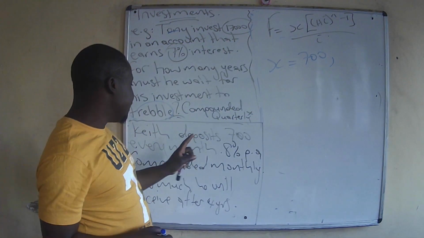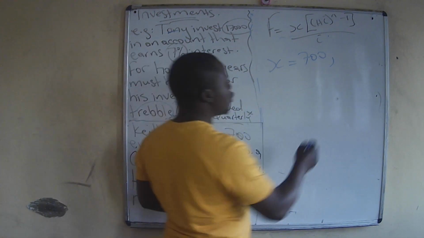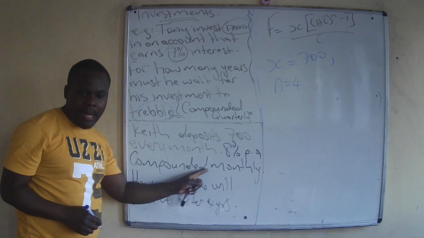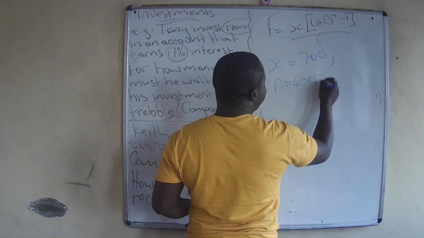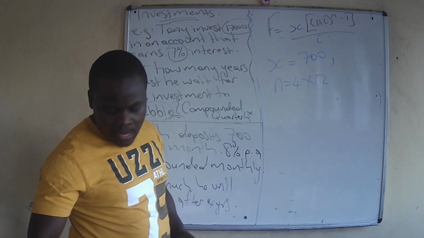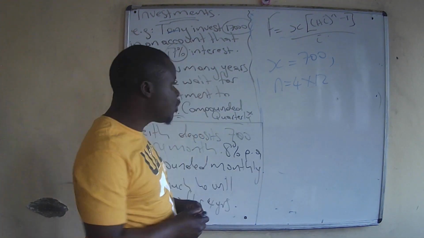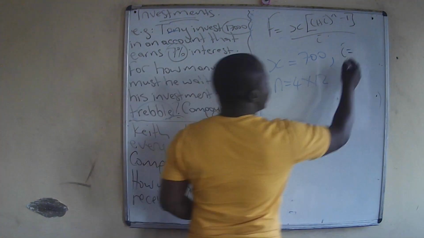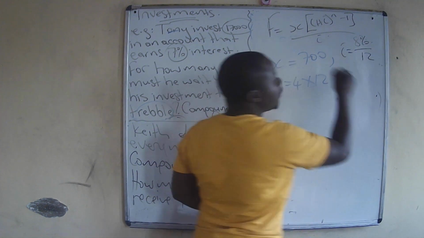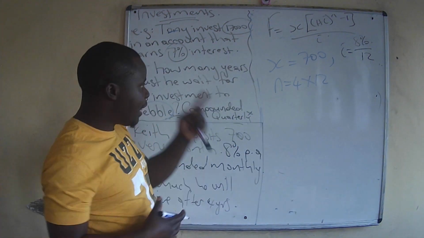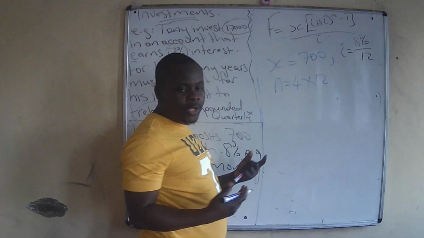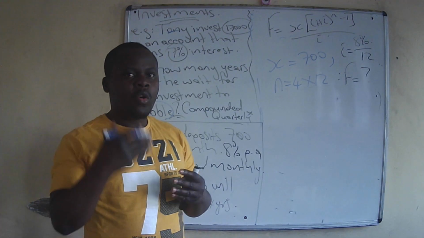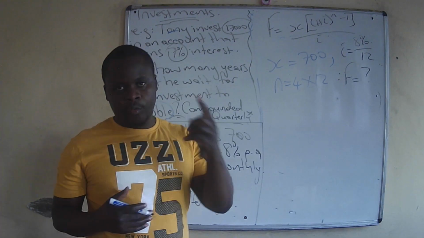Then we want to understand how many years he's going to do this for. He's going to do this for 4 years. But the number of years is being compounded monthly, so we shall multiply by 12. After multiplying by 12, we also need to understand the interest. Interest in this case is 8%, which means 8% compounded monthly. We divide that interest by 12. After that, what are we looking for? We are looking for the future value. What is the future value of his 700 rand every month for 4 years?